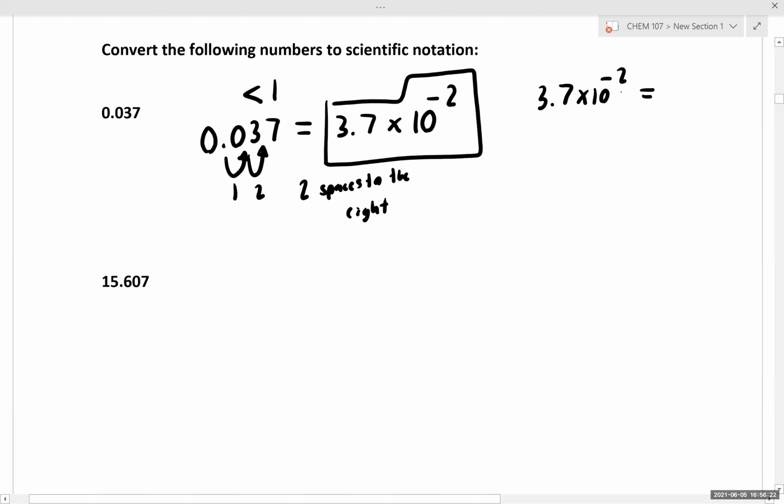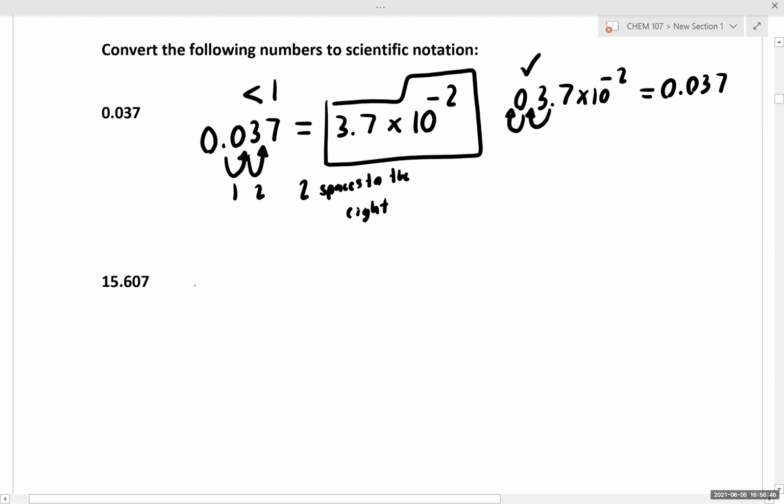So in this case, when multiplying by negative powers of 10, we move our decimal point 2 spaces to the left. That in turn would give us 0.037, and we've verified that we've properly written this number in scientific notation.